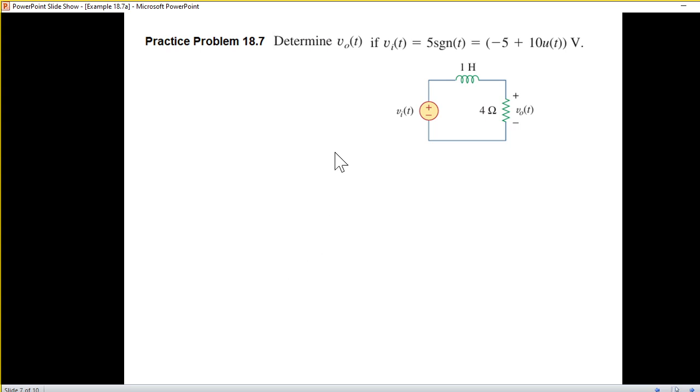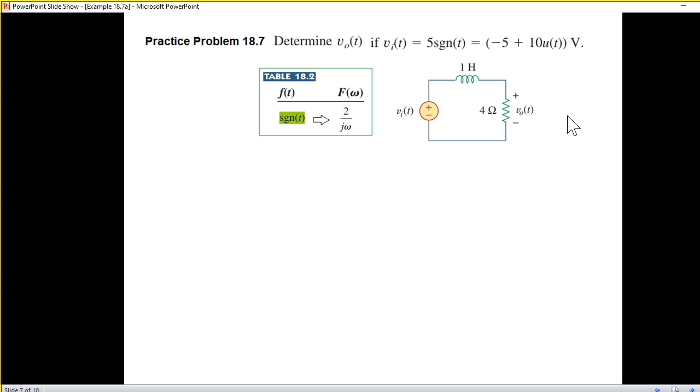Okay, now we'll also do a practice problem which is exactly similar. The only difference is that in the previous one there was a capacitor, and in this case there is an inductor. The output here is being taken across the resistor, not the inductor. We follow exactly the same technique.